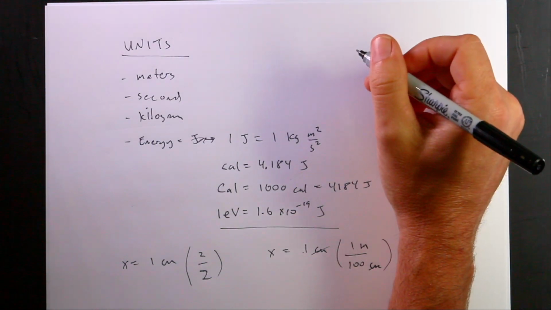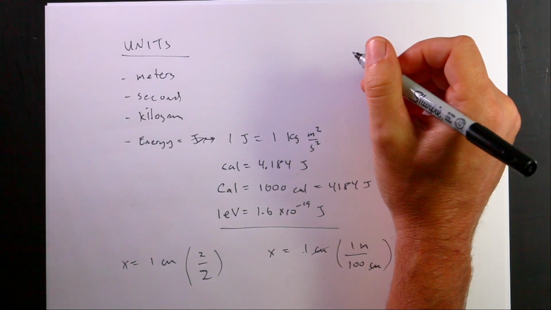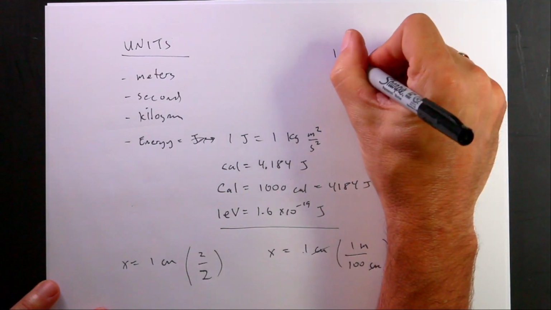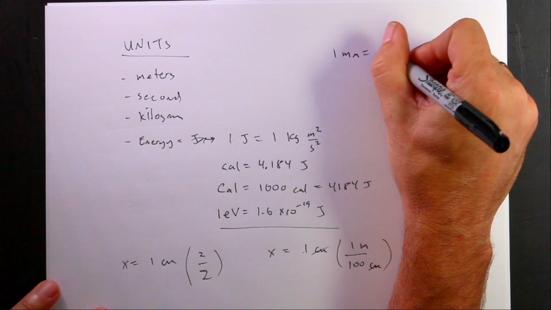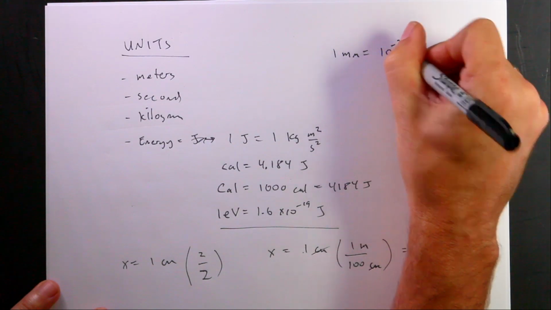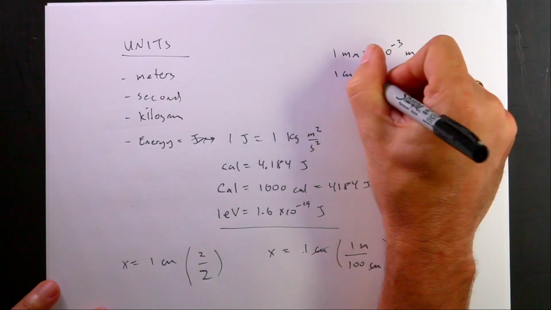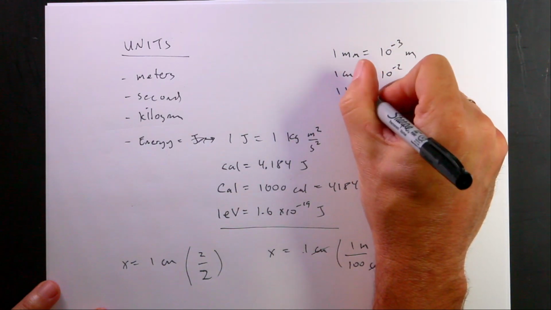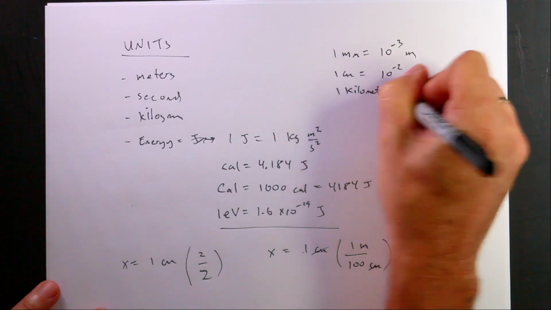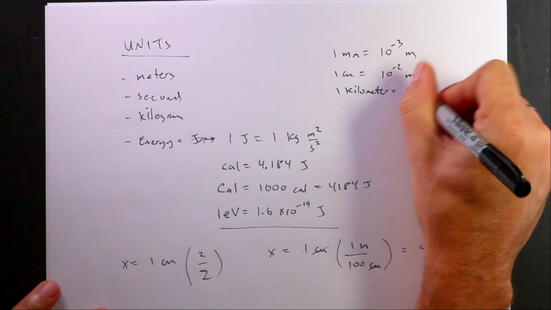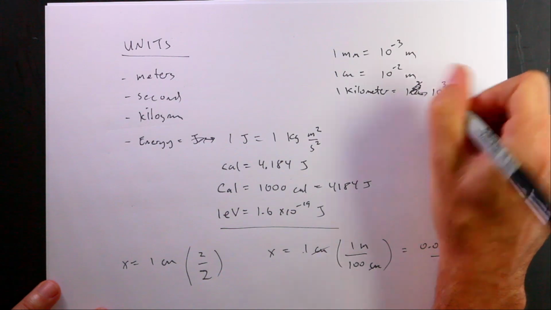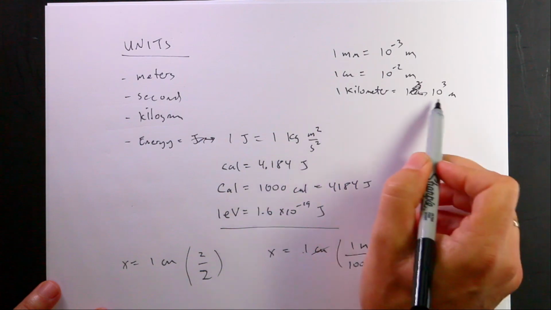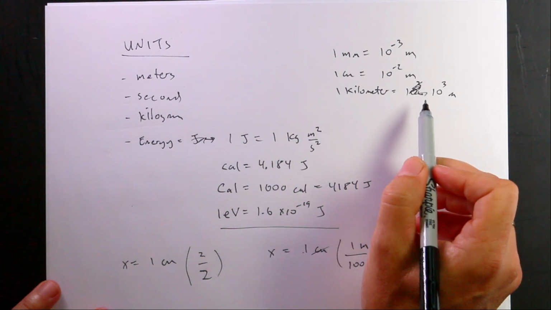I should really quickly remind you about some of the prefixes that we have. You're going to see a bunch of these prefixes. Let's do all these in meters. 1 millimeter is equal to 10 to the negative third meters. 1 centimeter is 10 to the negative 2 meters. 1 kilometer is equal to 10 to the third meters. So milli means 10 to the negative third, centi is 10 to the negative 2, kilo is 10 to the third. And it doesn't matter if it's kilograms or whatever.